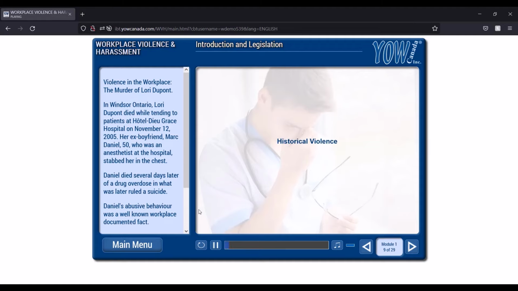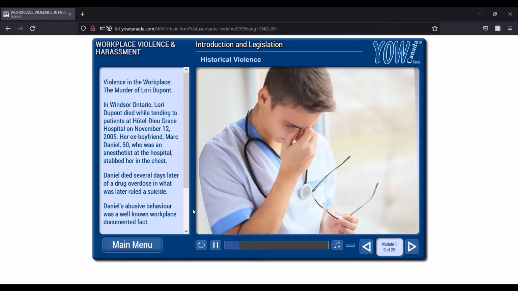Historical violence. Violence in the workplace. The murder of Lori Dupont. In Windsor, Ontario, Lori Dupont died while tending to patients at Hotel Dieu Grace Hospital on November 12, 2005.